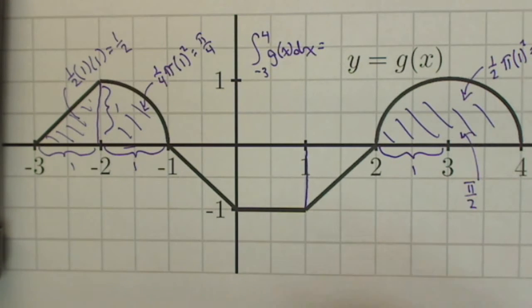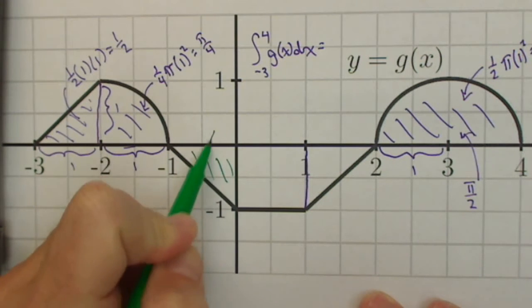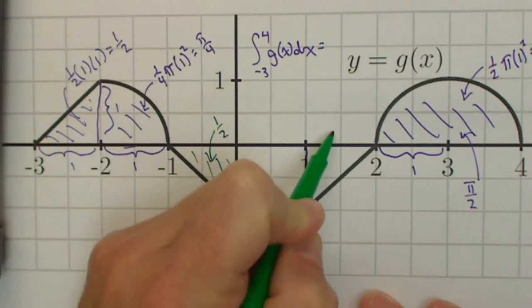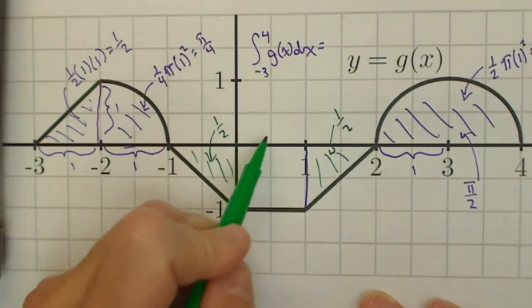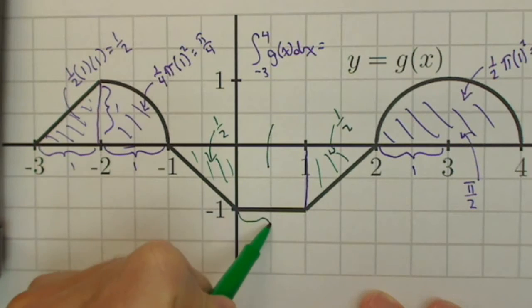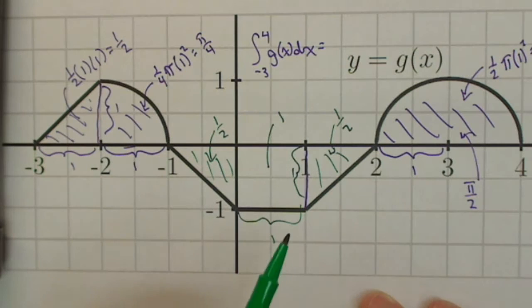Now let's get those areas underneath. Notice this triangle is the same size as this triangle, so this triangle here is going to have an area of 1/2. And same with this triangle, area of 1/2. Finally, we've got our square here. It is a 1 by 1, which means it's got an area of 1.